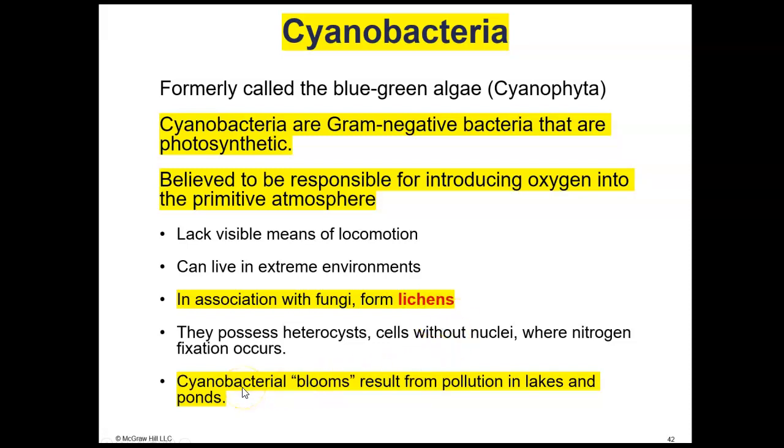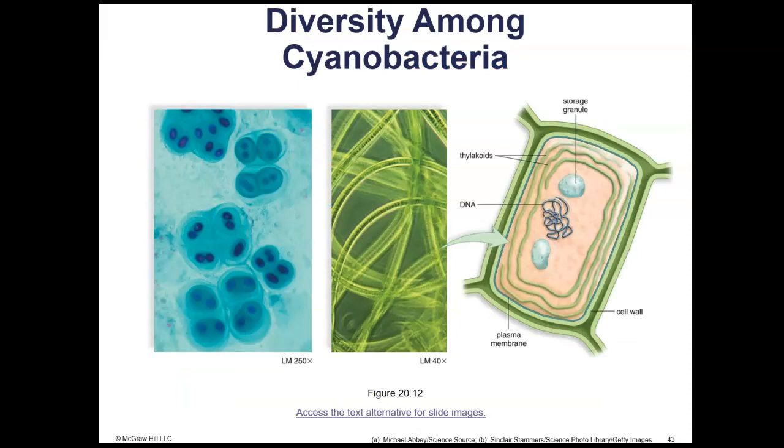And then when there is a lot of pollution in lakes and ponds and bodies of fresh water, you can have blooms of cyanobacteria. We call them cyanobacterial blooms. And then they will use up all the oxygen, and you will start to see fish dying, floating on the surface because they died. This is just showing you different cyanobacteria. This one here is called Oscillatoria.